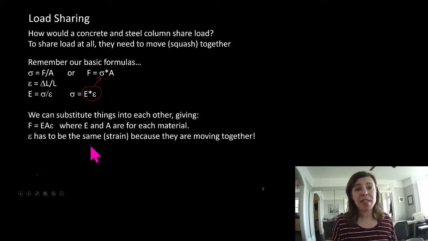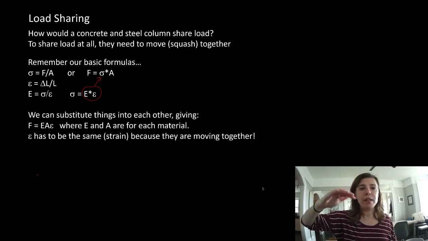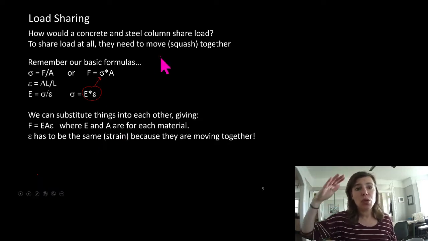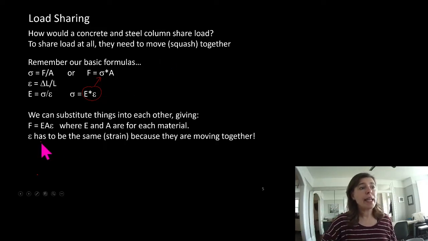E has to have the same strain. Remember, strain is how much it moves relative to the original length. Well, if they're squashing together, the strain has to be the same. So the strain is going to be the same for both the steel and the concrete.